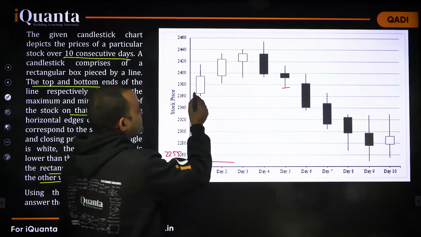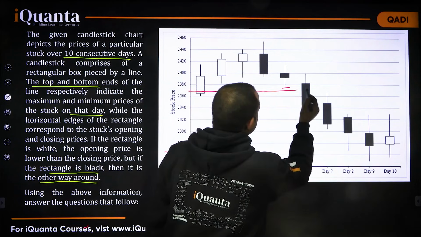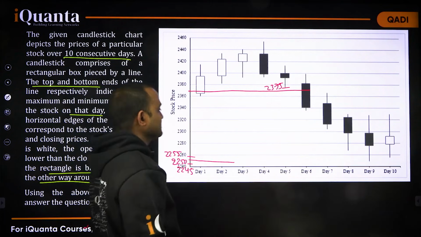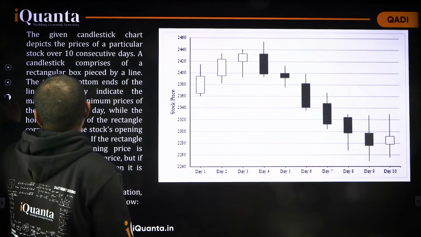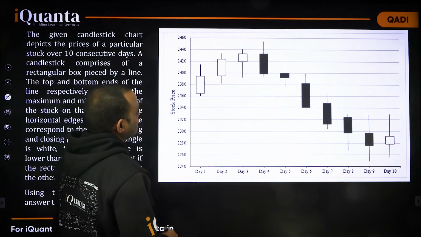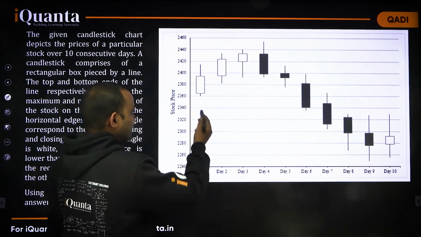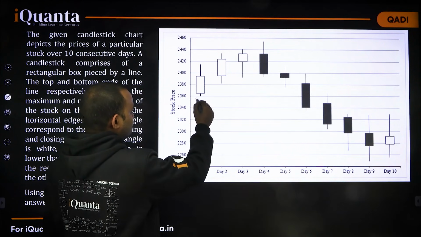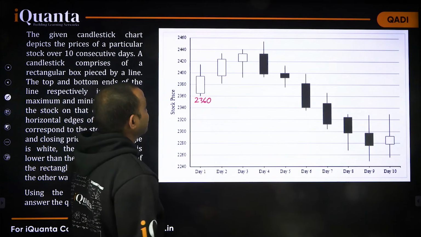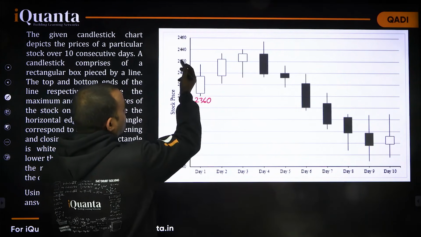2360, 2380. This will be the line for 2370. So I can take this as 2375. All right, like this. Now if we try to understand this graph, on day 1, the minimum price of this share was 2360. The maximum price it hit that day was 2415.